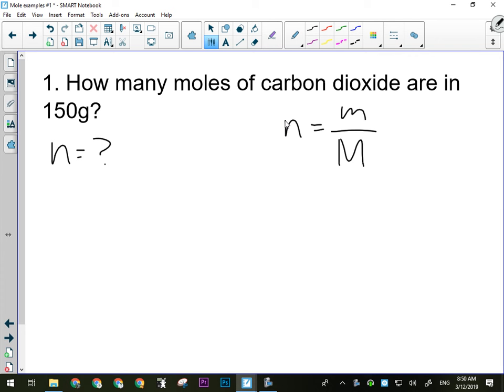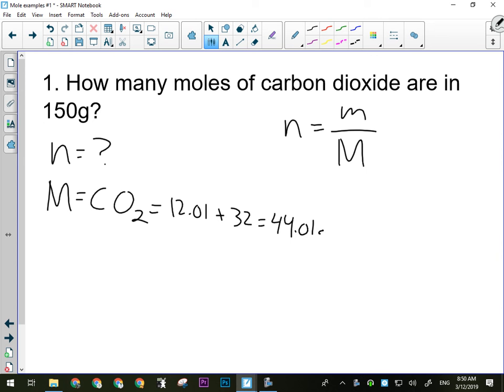Then they tell us that it is carbon dioxide we are dealing with, okay? So I need to write the formula for carbon dioxide and then calculate its molar mass. So we got 12.01, that's our carbon, plus we have 2 oxygens, that's 16 times 2. All right, so we're looking at 44.01 grams per mole as our molar mass. Everyone with me so far?